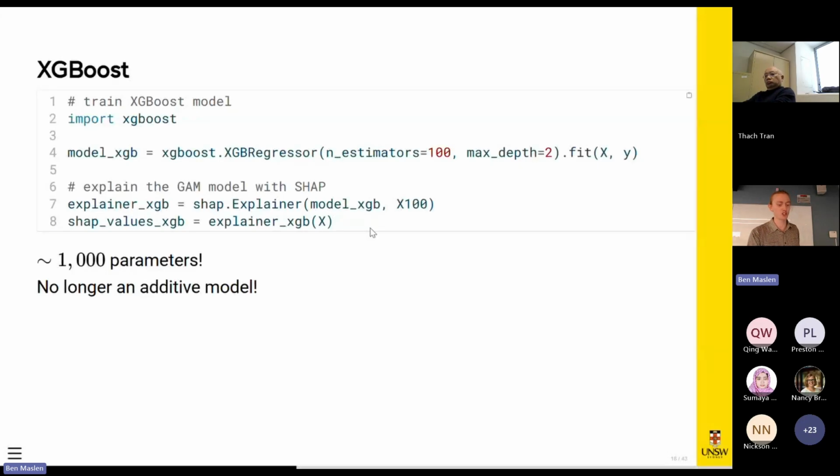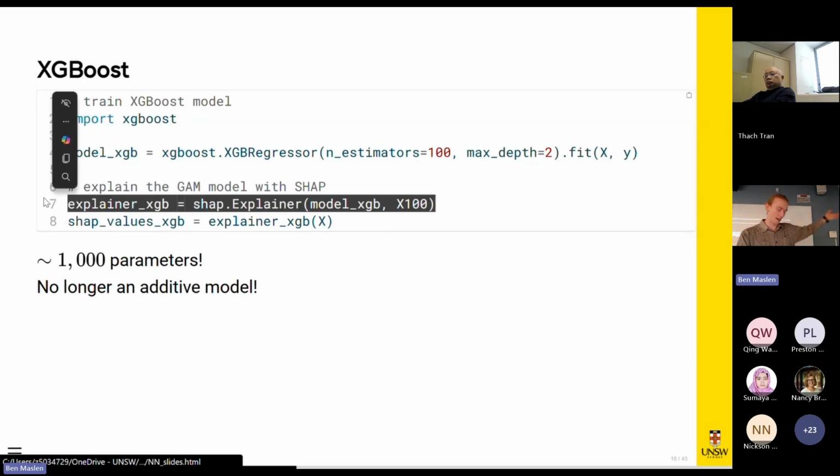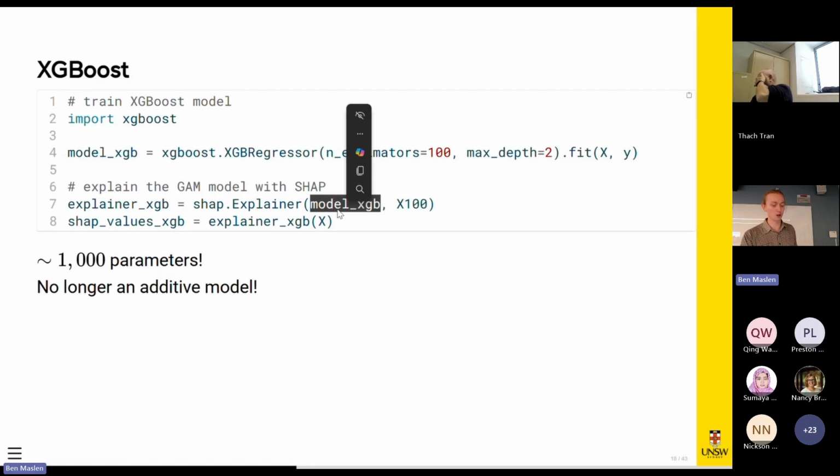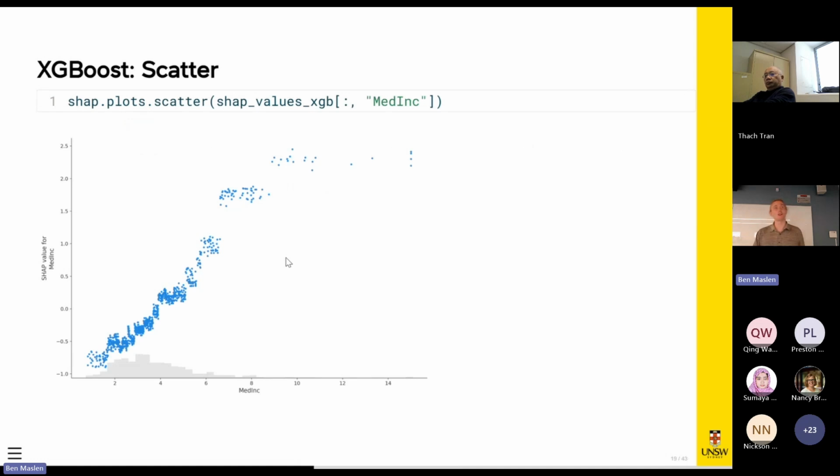Again, we can get out our SHAP values in the same way. We've already got our background distribution, our random samples. We can load that in here again. We put in our model to form our explainer function, and then we feed our feature matrix X into this explainer function. And we can have a look at what the SHAP values look like now. So I've plotted here the SHAP values for median household income.